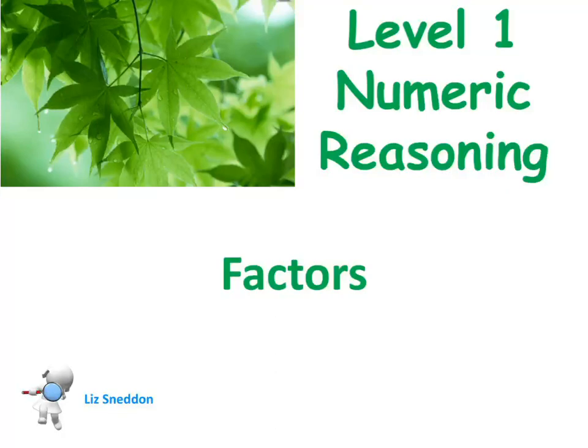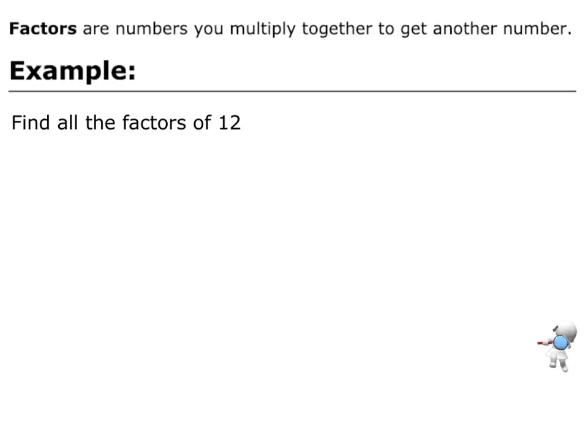This is how we do factors. So factors are numbers that we multiply together to get another number. So it's a way of breaking down a number. So if I was to take, for example, the number 12 and I want to find all the factors of it, I need to think what two whole numbers multiply to give the number 12.